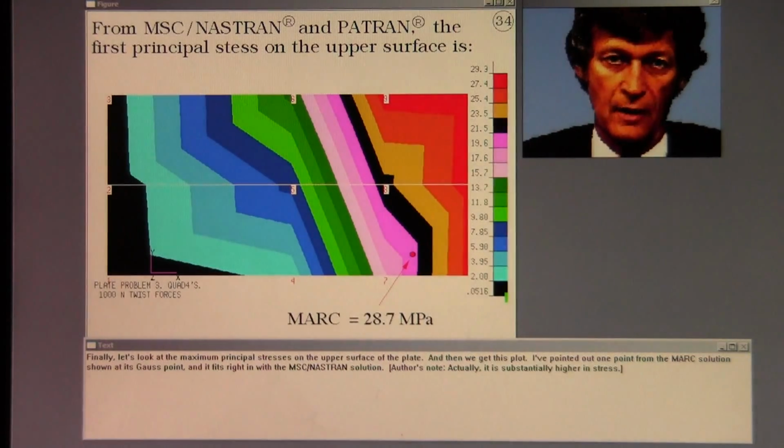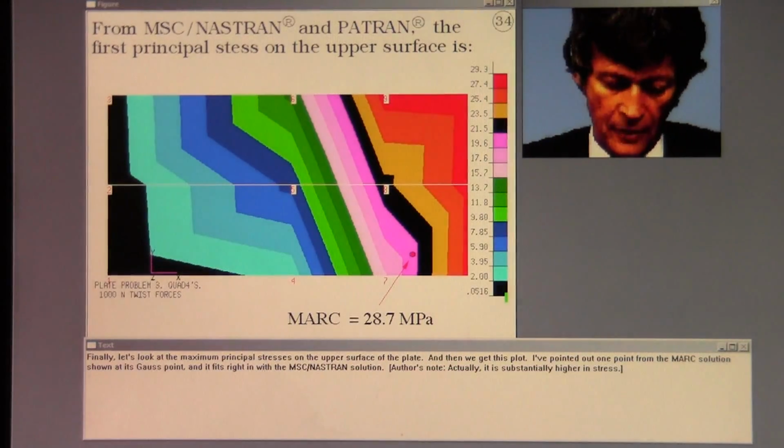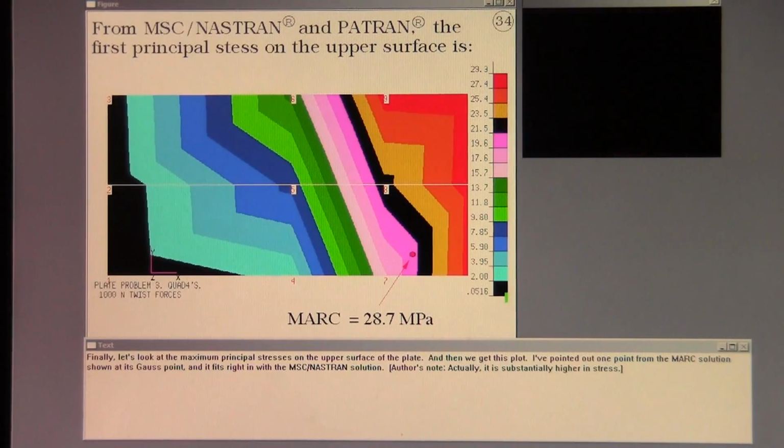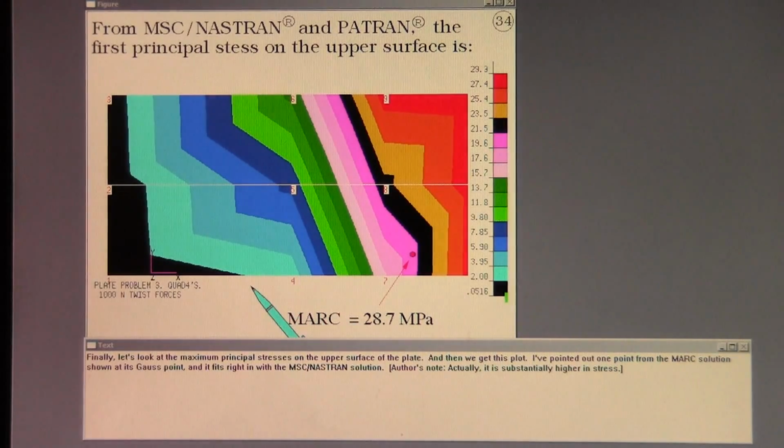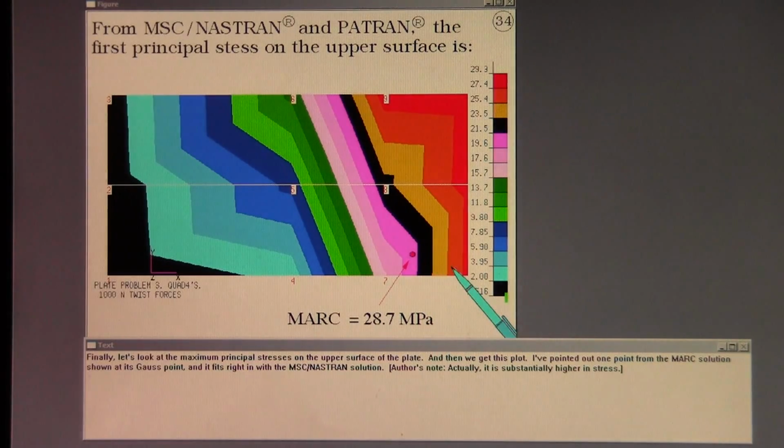Finally, let's look at the maximum principal stresses on the upper surface of the plate, and then we get this plot. I've pointed out one point from the MARC solution shown at its Gauss point, and it fits right in with the MSC NASTRAN solution.